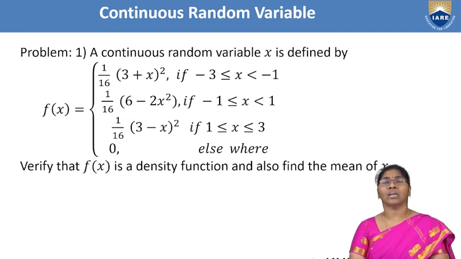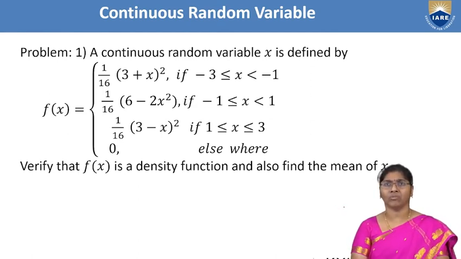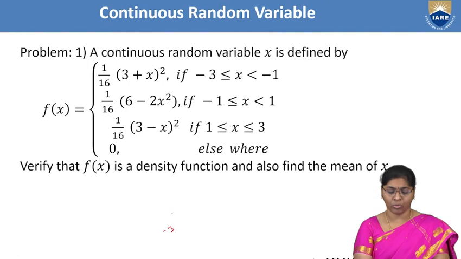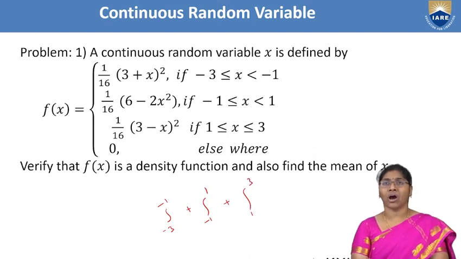Now the continuous random variables, first problem. How to find the continuous random variable problems? A continuous random variable x is defined by, here they are given in subparts. The continuous random variable always lies between minus infinity to infinity. Sometimes they are given in subparts, like minus 3 to 3. If the arrangement is like this, that is a piecewise continuous process: minus 3 to minus 1, minus 1 to 1, and 1 to 3. Elsewhere means remaining all are zeros.